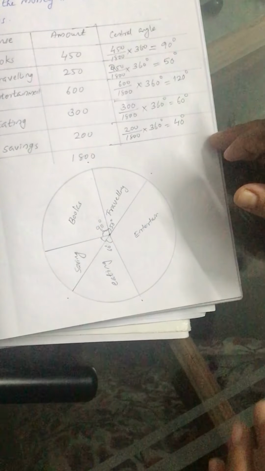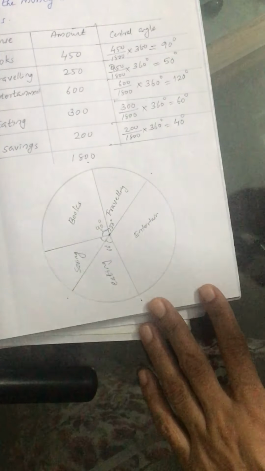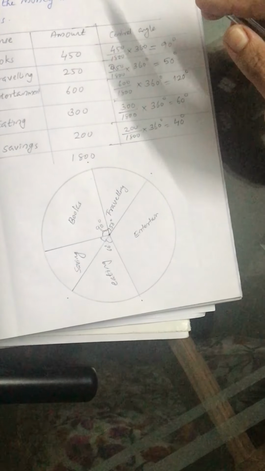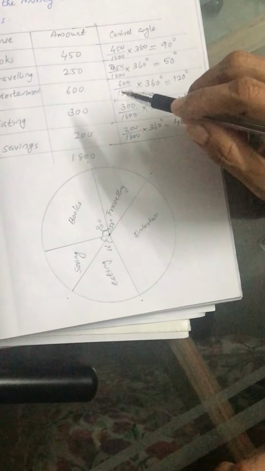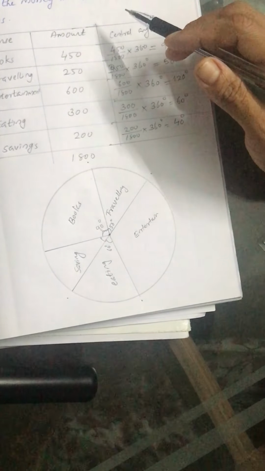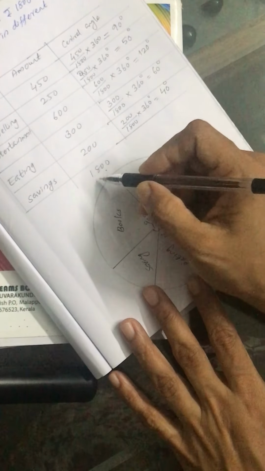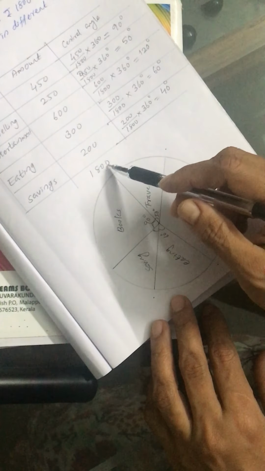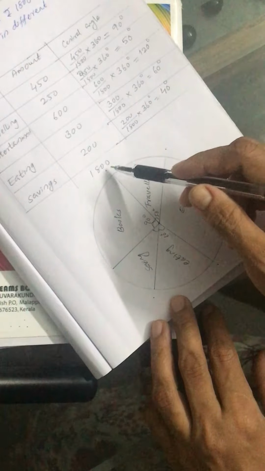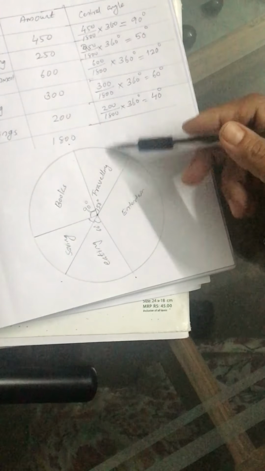Okay, this is the required pie chart for this given data. So only one thing we want to find out: for each data we want to find the central angle for representing that data. Also we want to give a title for this. In this pie chart, which title can we give? The money spent in different ways. Okay, the money spent by Shreya in different ways.